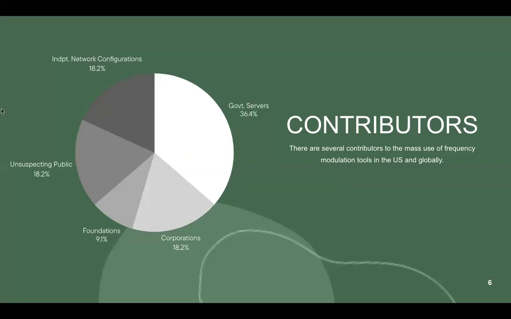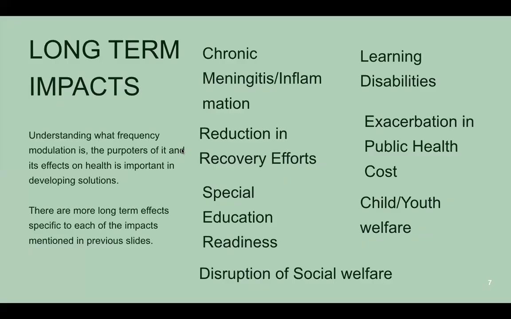So even with Neuralink, Starlink, it's actually tied between three of these buckets: unsuspecting public, government servers, and then some corporations in between. Yeah, the government servers is a big one that got dismantled recently.